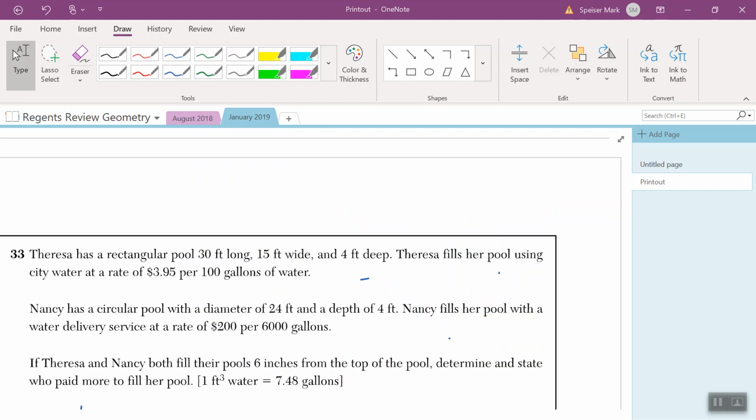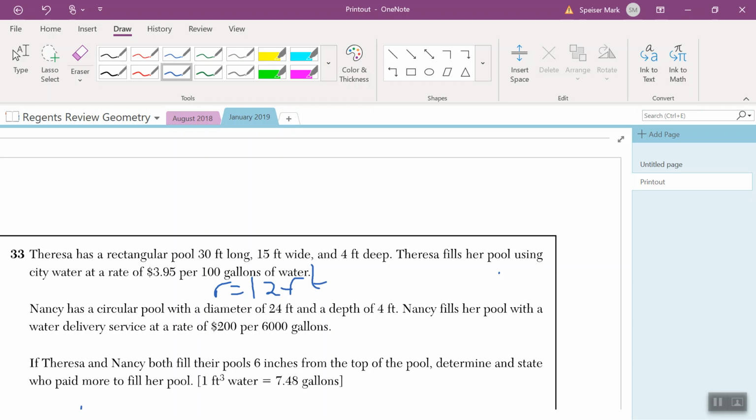On to question 33. Teresa has a rectangular pool 30 feet long, 15 feet wide, and 4 feet deep. Teresa fills her pool using a city water rate of $3.95 per 100 gallons of water. Nancy has a circular pool of diameter 24 feet. Let's automatically change that diameter into a radius, because you always need it in radius: 12 feet, and a depth of 4 feet. Nancy fills her pool with a water delivery service at a rate of $200 per 600 gallons.